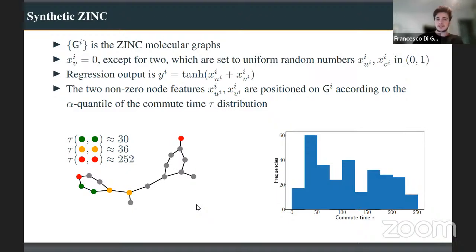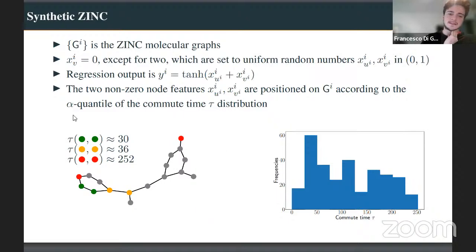So what we do is we took a real-world molecular graph, in this case, ZINC molecular graphs, and we set all the features to 0 except for 2, which are uniform random numbers. And these 2 are sampled according to the quantile of the commute time distribution, so that we can control quite well the commute time between the 2 nodes with non-zero features. And then finally, the task is just a simple regression. So we have to compute a function with a nonlinear mixing of these 2 non-zero features.